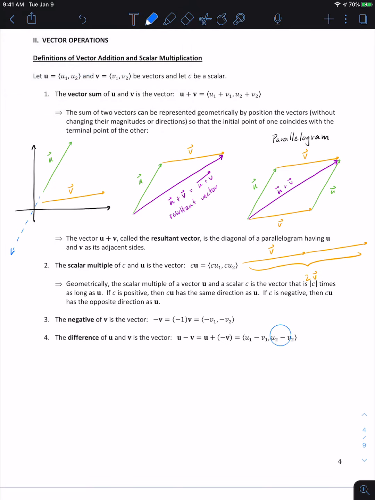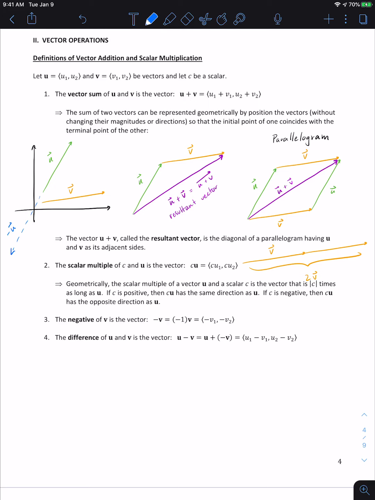Sorry, I'm having so much trouble with this guy here. So this would be negative u. So let's look at this geometrically. So geometrically, say I had u and v just like I had before, right?